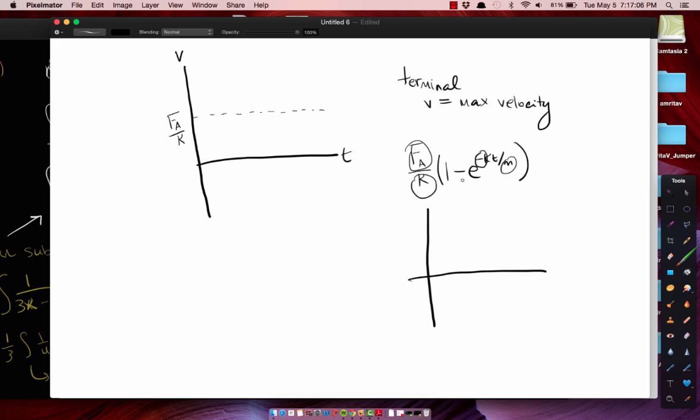And if you're not able to tell right off the bat just by looking at it, it actually looks like this. It looks like a logarithmic function, I believe. My bad, it's not supposed to hit the asymptote. The asymptote is supposed to be a little bit higher. But basically, it should look like that, and it should look like it's approaching terminal velocity, which is equal to f_a over k. So that's how you do this problem.